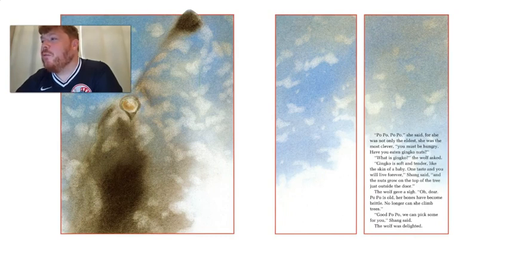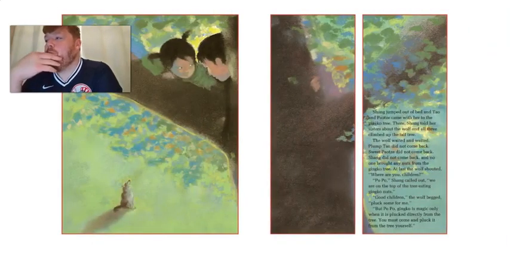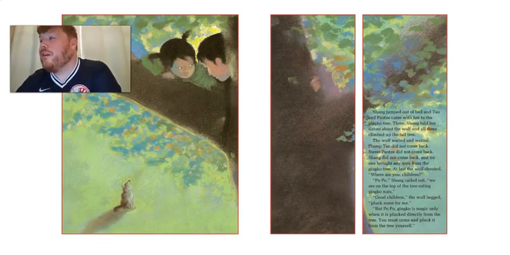"What is ginkgo?" the wolf asked. "Ginkgo is soft and tender like the skin of a baby. One taste and you will live forever," Shang said. "And the nuts grow on the top of the tree just outside the door." The wolf gave a sigh. "Oh dear, Po Po is old. Her bones have become brittle. No longer can she climb trees." "Good Po Po, we can pick some for you," Shang said. The wolf was delighted. Shang jumped out of bed and Tao and Peotzi came with her to the ginkgo tree. There Shang told her sisters about the wolf, and all 3 climbed up the tall tree.